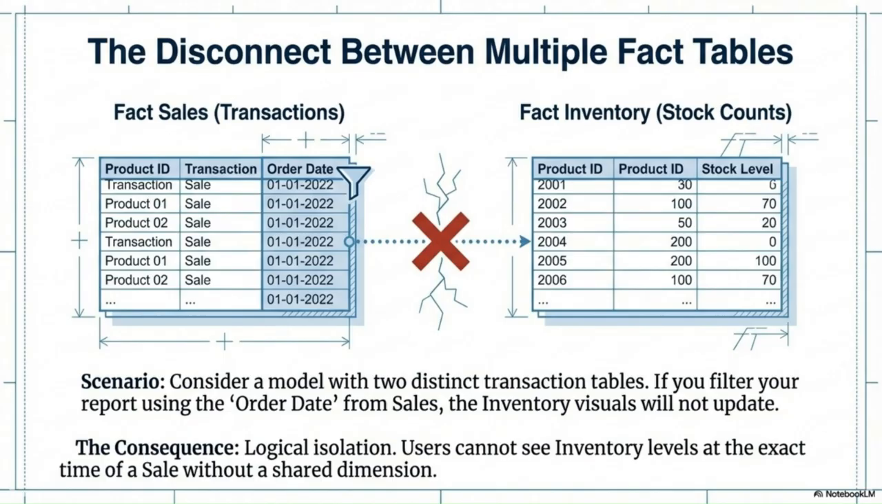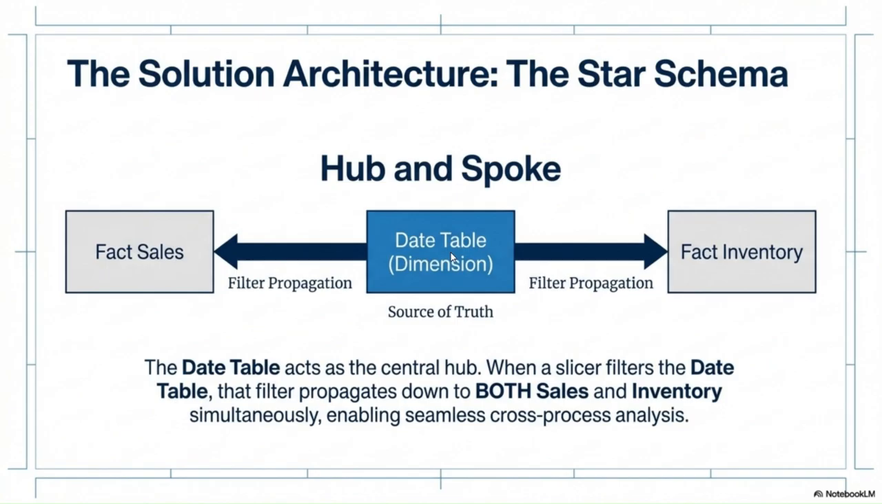Here we see another common issue. Sales data and inventory data exist as separate fact tables. When we filter by order date, inventory does not update correctly. This happens because there is no shared time dimension connecting them. The result: broken visuals and inaccurate analysis.